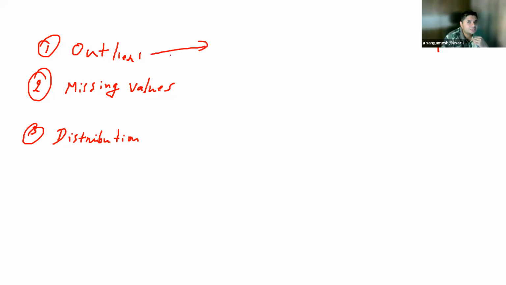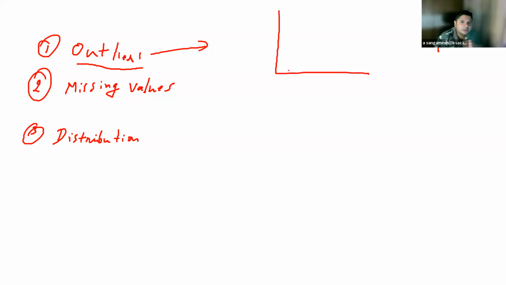So when I am speaking about outliers, you are going to see some outliers. If you are going to speak about a histogram or something like that, the histogram will be around like this, and it is going to have an outlier like this.